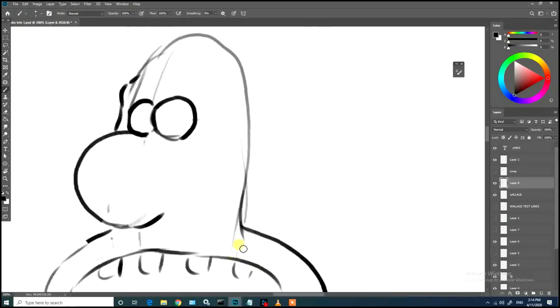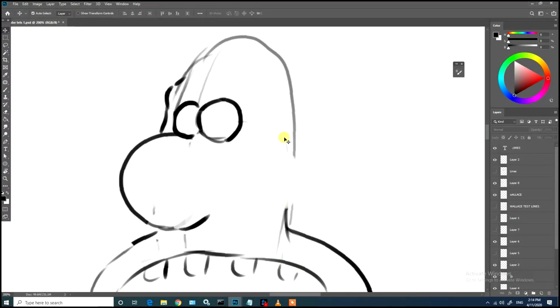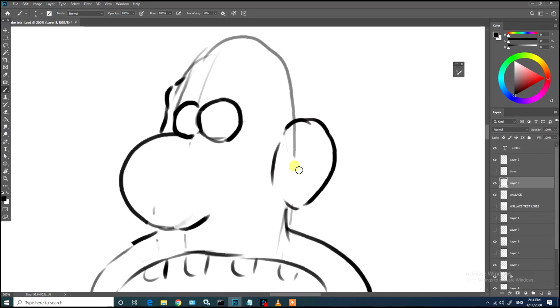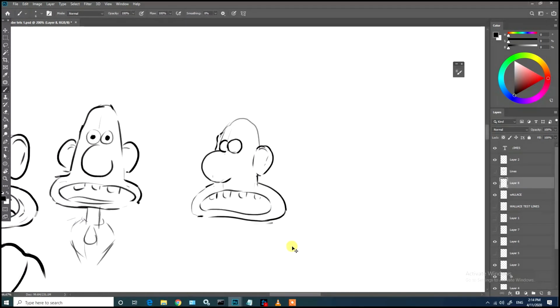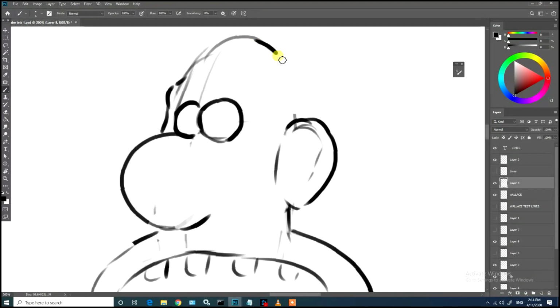There you go, and now you can start to kind of see Wallace. Now, because he's on an angle, we can see a little bit more of where his ear actually connects to his head. And his ear shouldn't just be dead on the side, it should be more in the center of his head. There we go.